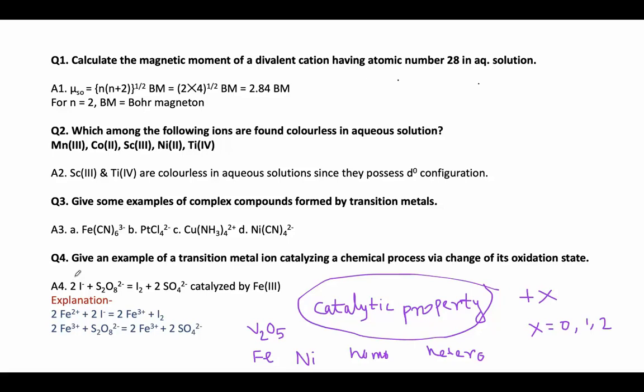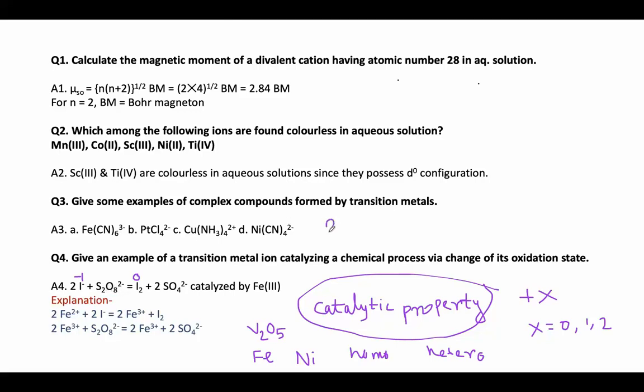Here you can see the iodine's oxidation state is -1, and in this case the oxidation state of iodine is 0. So iodide is actually oxidized here, so it is the reducing agent. So 2 moles of sulfur are there, and we are having 8 oxygen.